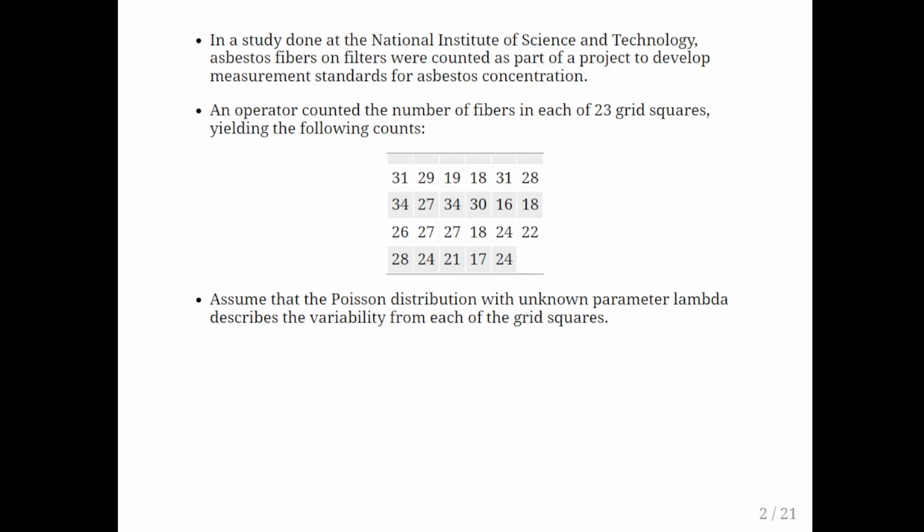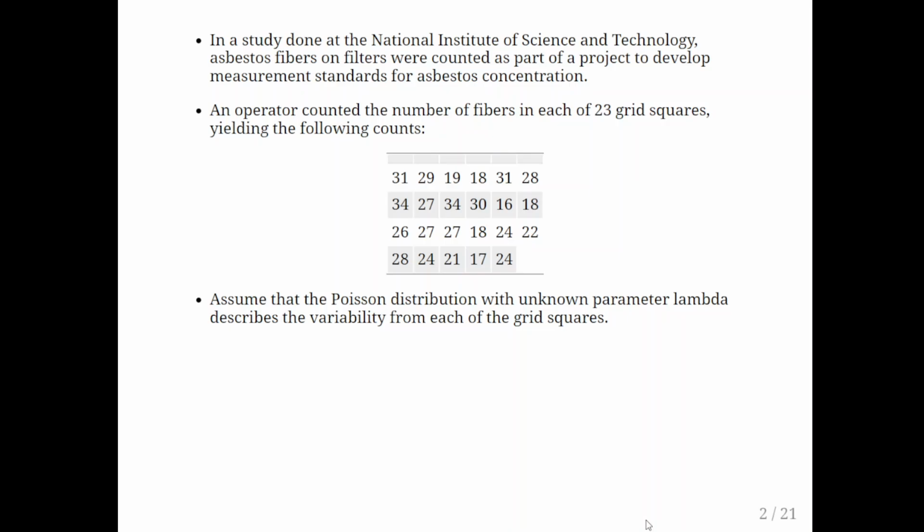Okay, in this worked example, we are going to look at a Poisson random variable and do a few inference procedures and exploratory data analyses. In a study done at the National Institute of Science and Technology, asbestos fibers on filters were counted as part of a project to develop measurement standards for asbestos concentrations. An operator counted the number of fibers in each of 23 grid squares, yielding the following counts.